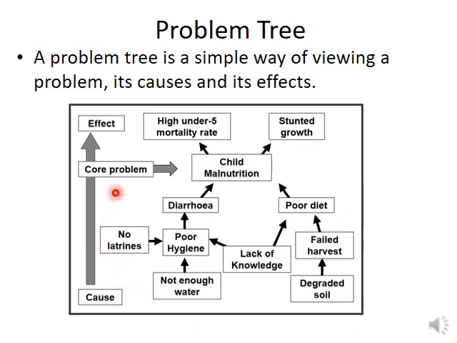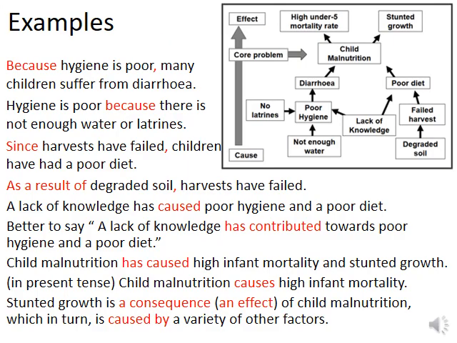So problem trees always look like this. You have the causes as the roots, the core problem as the tree trunk, and then the effects or the results as the leaves. Now, using a problem tree is very helpful for us when we're talking about cause and effect language. Because what you can do is use the different components of the problem tree to generate sentences, to make sentences, which uses the language we're trying to practice today. So let's do this now.